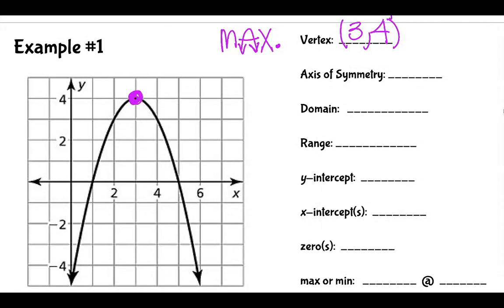Axis of symmetry is what goes through that vertex. So if I were to fold it in half, it would fold on that vertex. So the axis of symmetry would be x equals, that's always that. To get the number, you're always going to look at whatever your vertex x was. So in this case, it's x equals 3.